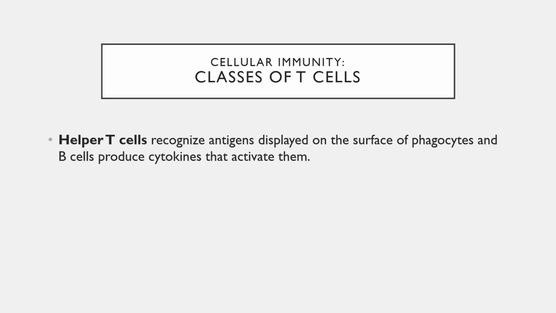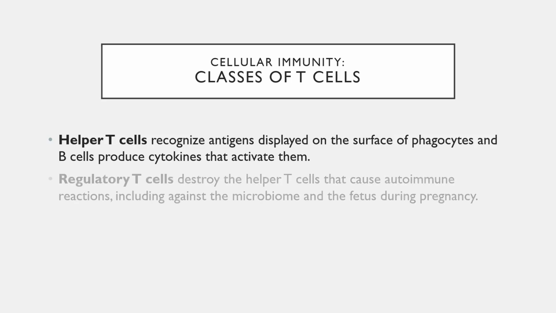Helper T cells, as we've seen before, recognize antigens that are displayed on the surface of phagocytes as well as B cells, and then they generate cytokines that activate them and essentially give them permission to move forward with the immune response. So helper T cells play an extremely important role in the immune response because, as I've said before, they are essentially like the bosses of other leukocytes that give them permission to destroy invading microbes.